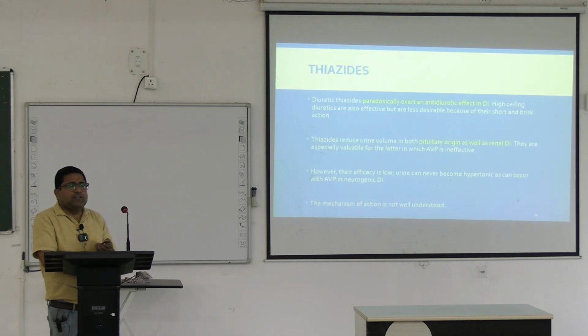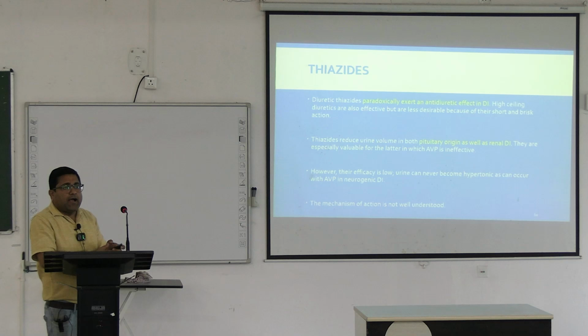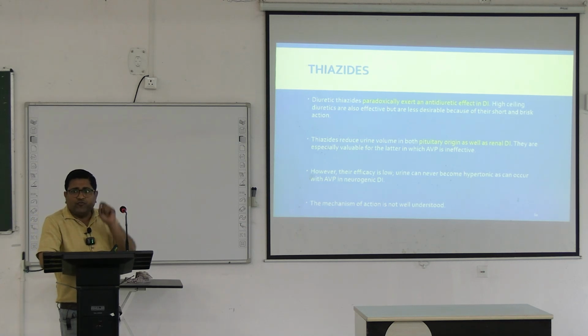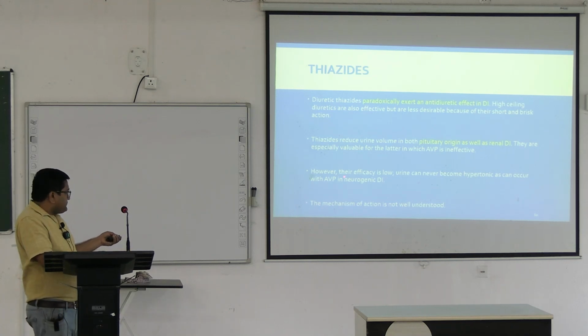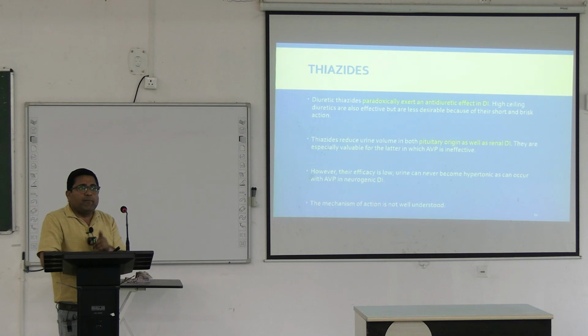Thiazides we all know as diuretics, but paradoxically they exert an antidiuretic effect in diabetes insipidus. Unlike vasopressin, they are useful in both central and peripheral diabetes insipidus. However, their efficacy is low. Urine can never become hypertonic. So, in case of central diabetes insipidus, desmopressin is the drug of choice because thiazide is not that effective. But thiazide can be used in nephrogenic diabetes insipidus where vasopressin is not effective.